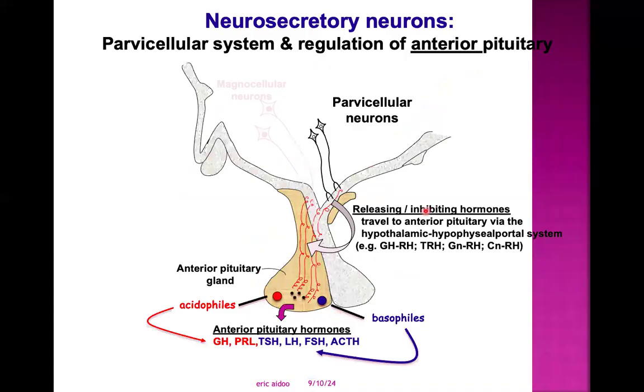Okay, this is another slide still talking about the same thing. So those are the parvicellular neurons, which will send their substance, the hormones they are secreting, into the capillaries, and the capillaries will bring it to the anterior pituitary. In the shadow down here are the magnocellular neurons, which will rather bring this directly into the posterior. So they travel to the anterior pituitary via the hypothalamic-hypophyseal portal system, talking about the parvicellular pathway.